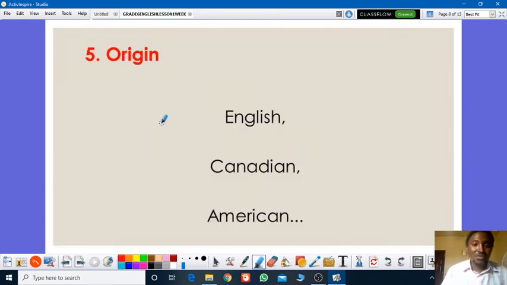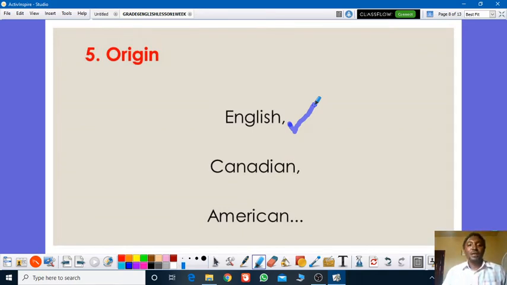Number 5 is origin. Now origin, you use words that describe where the noun came from. For example, I'm a Kenyan teacher. Kenyan is origin.